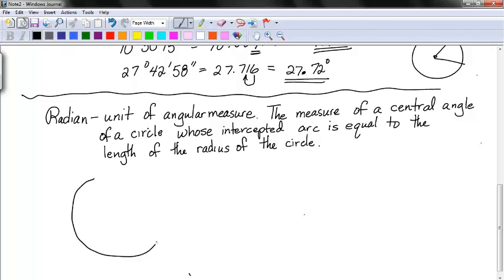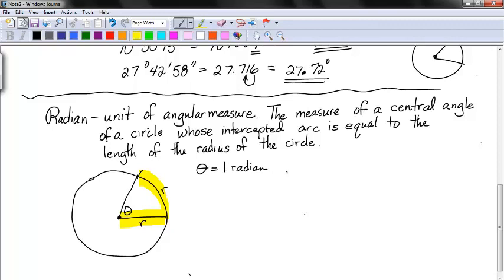Picture-wise, draw a circle. From the center out, label that R, the radius. If you take that same length for R and mark it along the arc of the circle, if you would measure that, if this was R, as long as this length equals this arc, then this angle theta is equal to 1 radian.